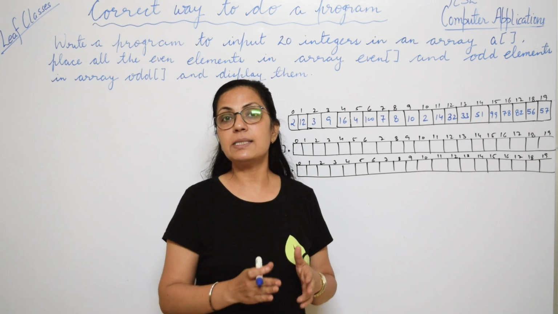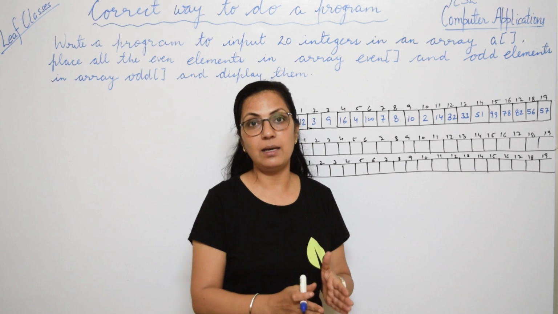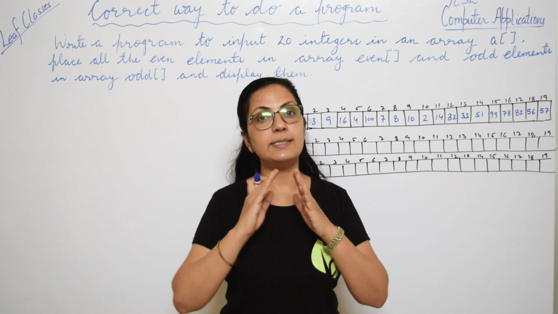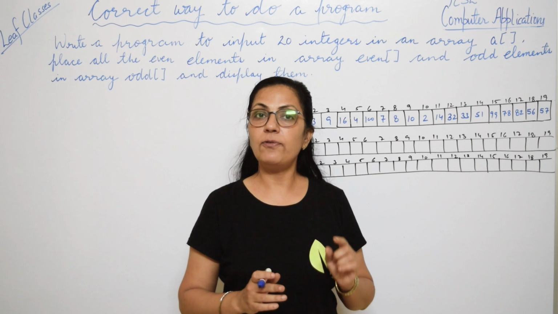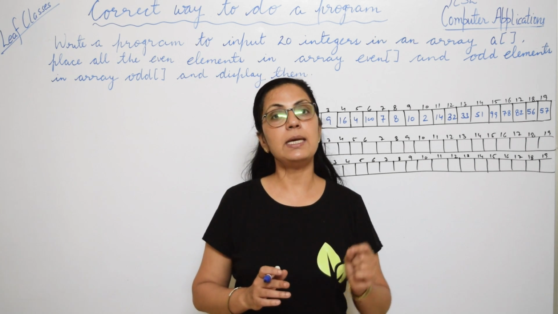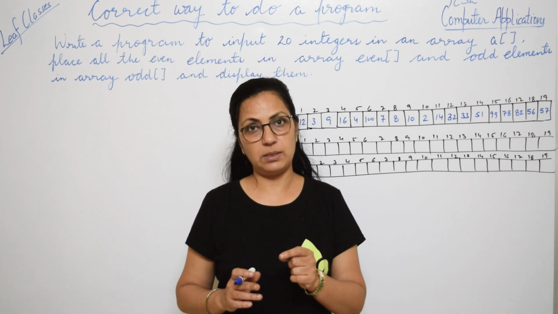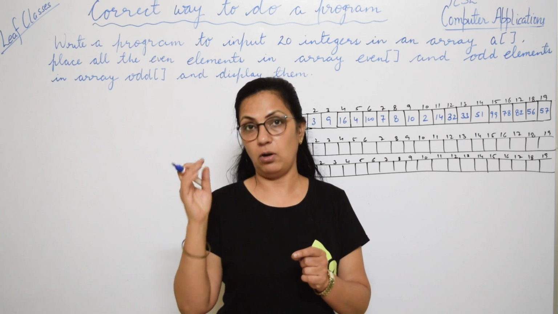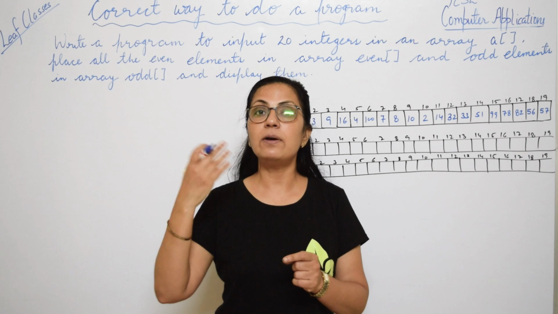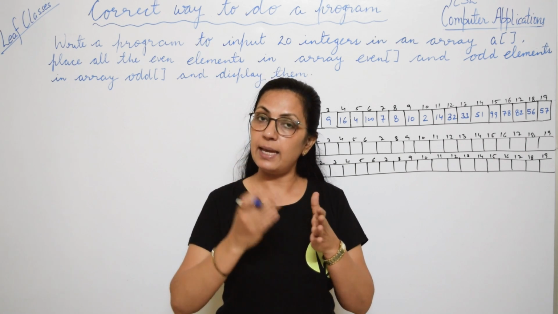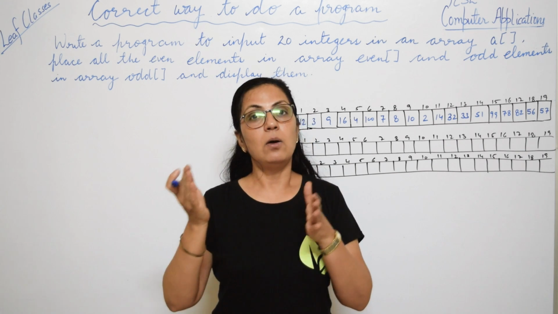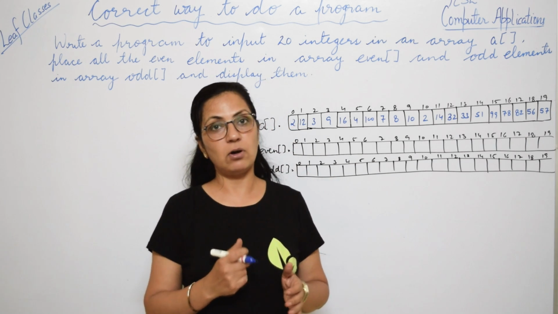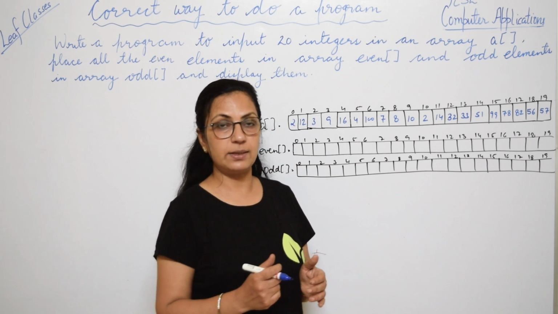So what will be the size of array even and array odd? To be on the safer side, we will take the size of array even also 20 and array odd also 20, because maybe the user is entering all even numbers or maybe all odd numbers, right? Afterwards, we will be placing the elements and then printing only 5 or 10, depending upon how many even or odd values are entered, right?